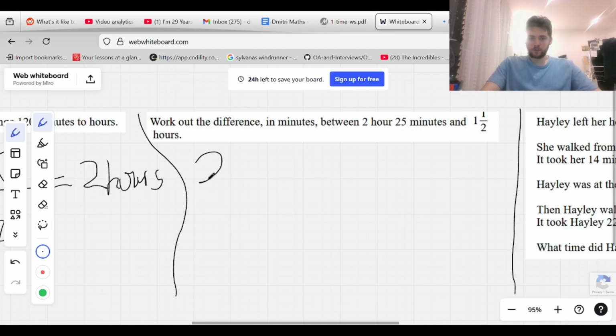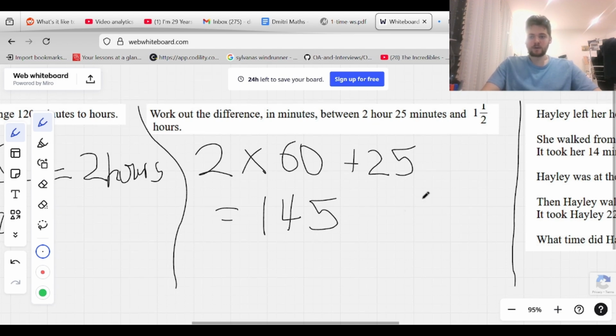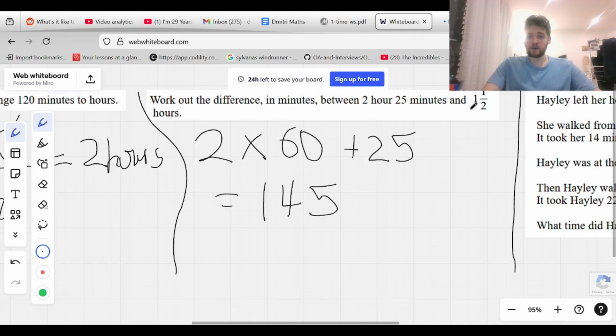So how do we do it? Well, 2 times 60 this time, not divide, because we're putting it into minute form. 2 hours multiplied by 60 plus the 25 minutes that we have here equals, and you can pause this one and do it by yourself, 145 minutes. But we haven't finished, because we also need to find out how many minutes are in 1.5 hours.